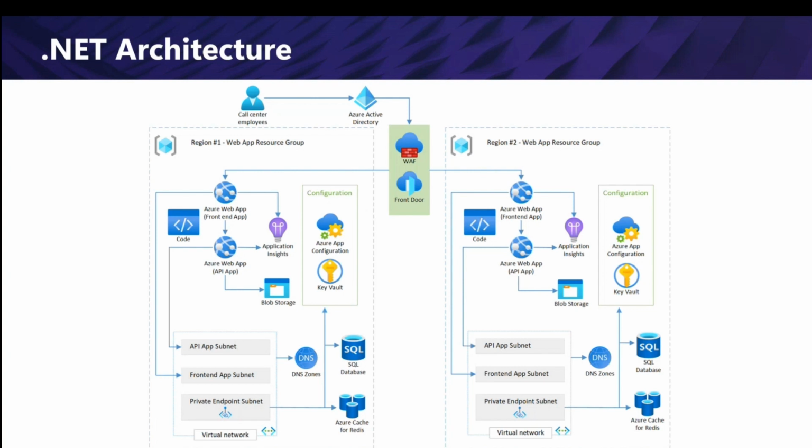We have App Configuration and our Key Vault, which of course gives us centralized configuration and secret management. We have App Service as the main compute platform, and we also have Azure Cache for Redis, storage accounts, and the Azure SQL database, all secured through those private endpoints.